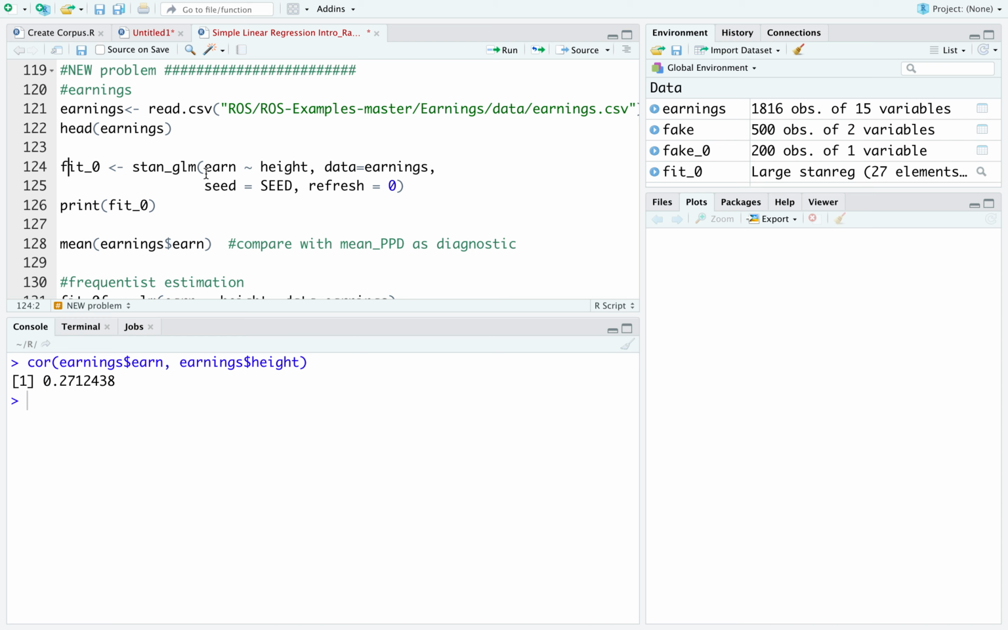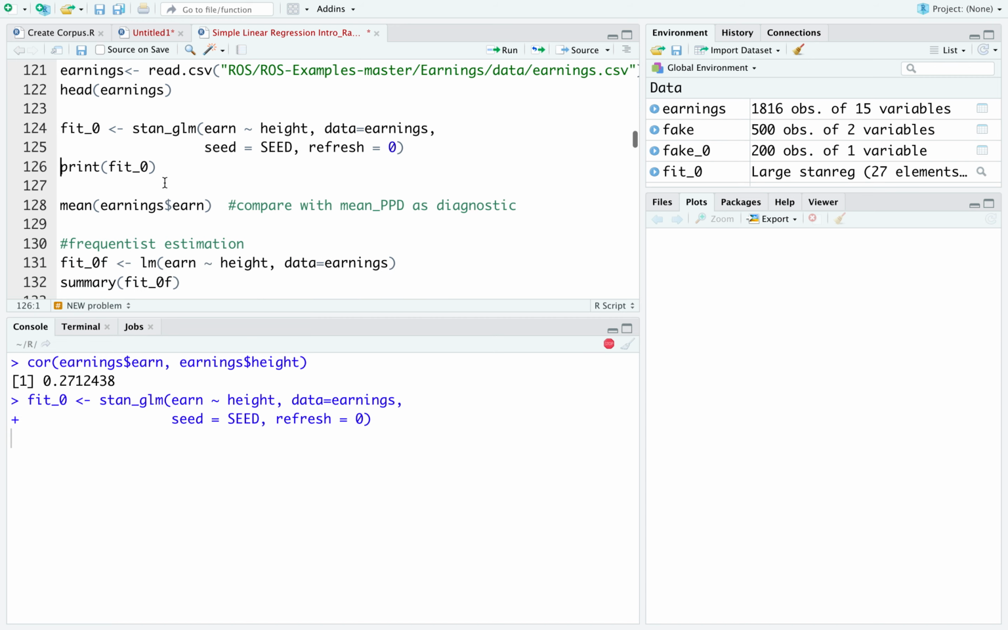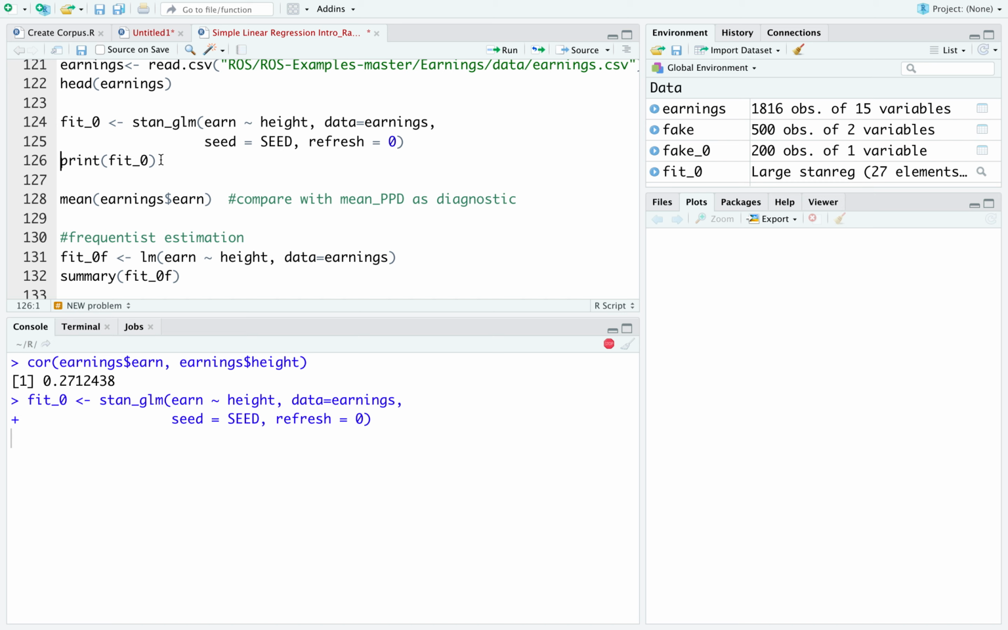So using StanGLM, I set it to work, and as soon as that's done, we're going to take a look at the basic summary. You can actually use the summary function like I do after LM runs. You get a lot more information, but we want to keep it as simple as possible for now, since we haven't really explored the power of these methods.